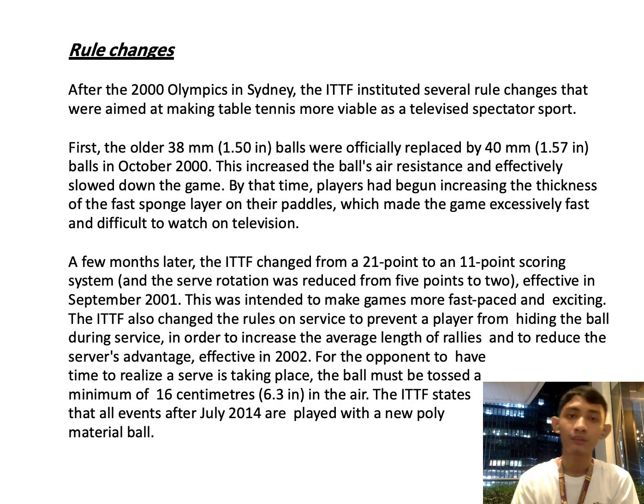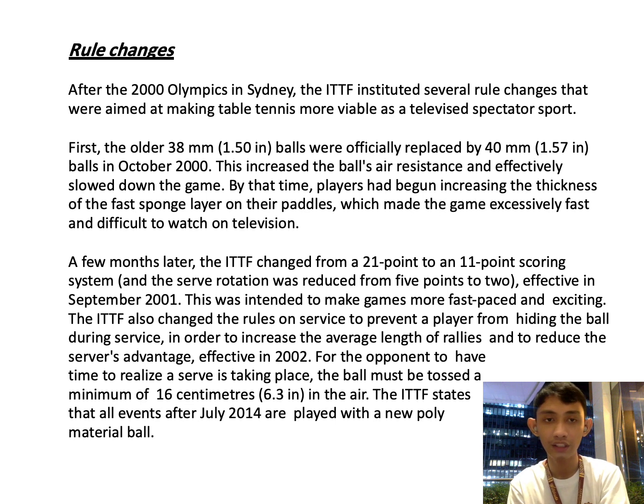Rule changes. After the 2000 Olympics in Sydney, the ITTF instituted several rule changes that were aimed at making table tennis more viable as a televised spectator sport. First, the older 38mm or 1.50-inch balls were officially replaced by 40mm or 1.57-inch balls in October of 2000. This increased the ball's air resistance and effectively slowed down the game. By that time, players had begun increasing the thickness of the fast sponge layer on their paddles, which made the game excessively fast and difficult to watch on television.